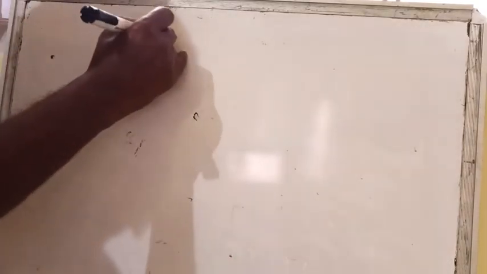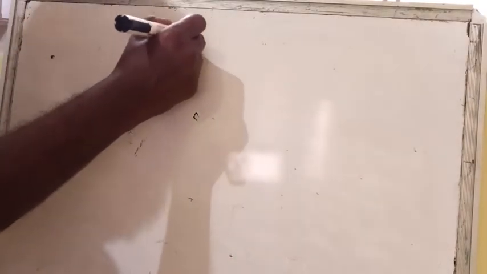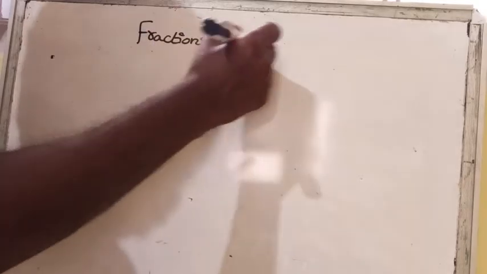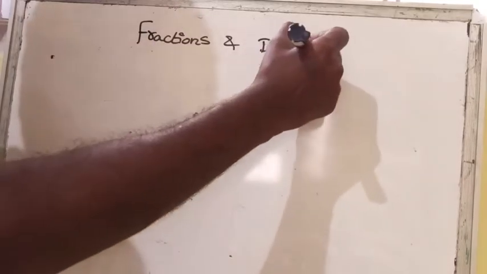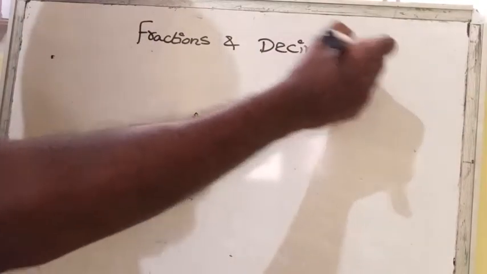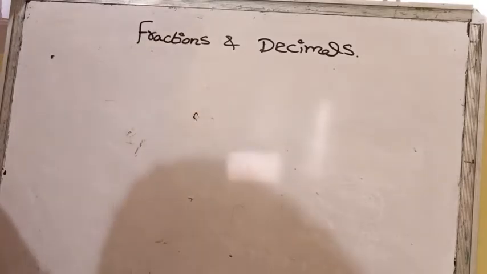Okay, so today we will start the second chapter. We completed the first chapter, integers. Today we will start the chapter fractions and decimals. Today I am going to give only the introduction, and then tomorrow we will start the exercise. Fractions and decimals.